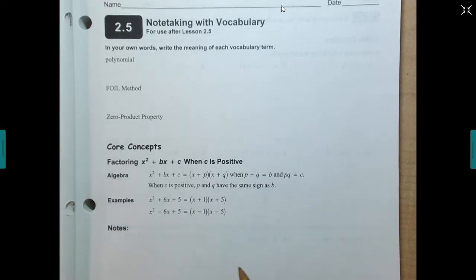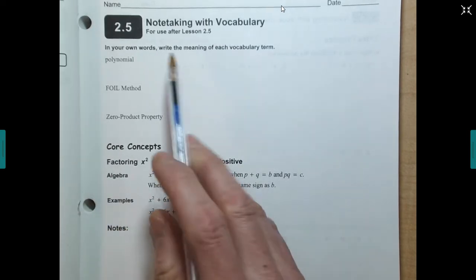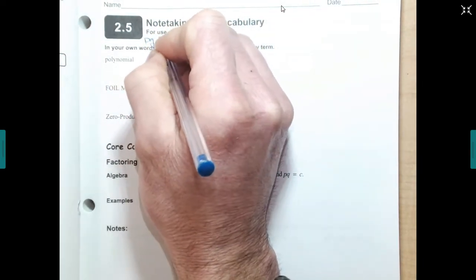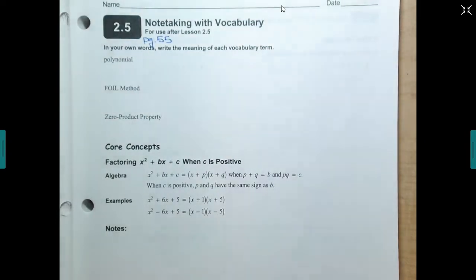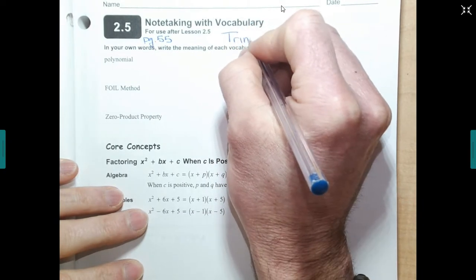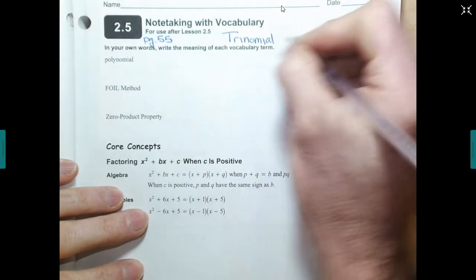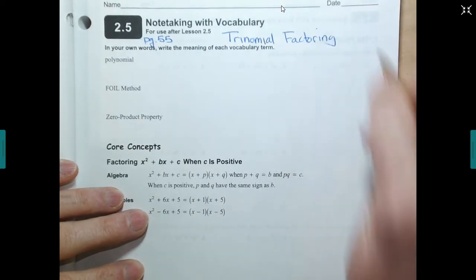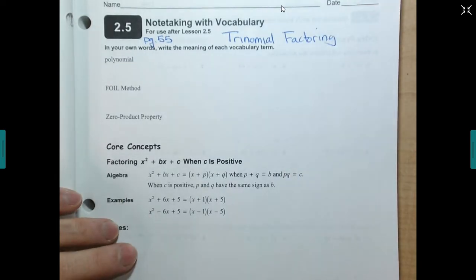All right, today we are going to be working on 2.5. We're on page 55, and we're going to take some notes here on page 55. What we're going to be doing today is called trinomial factoring. Essentially, it's the opposite of multiplication.